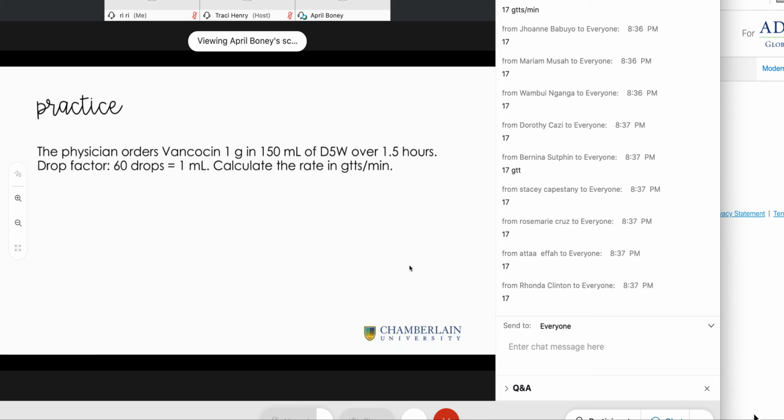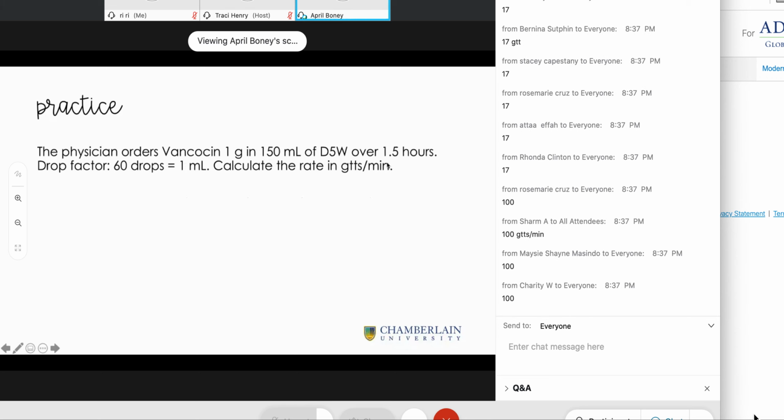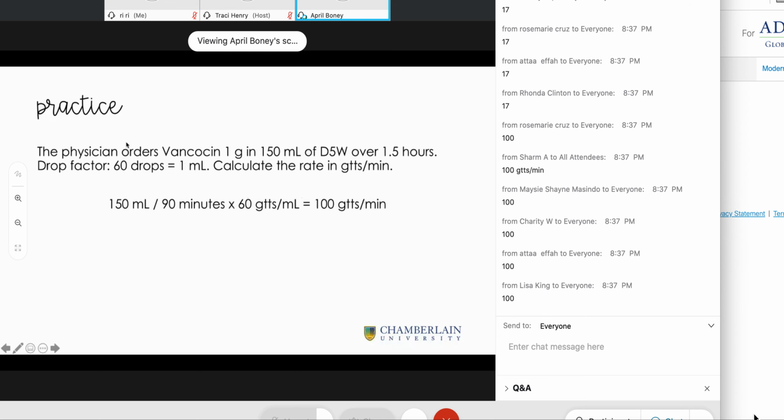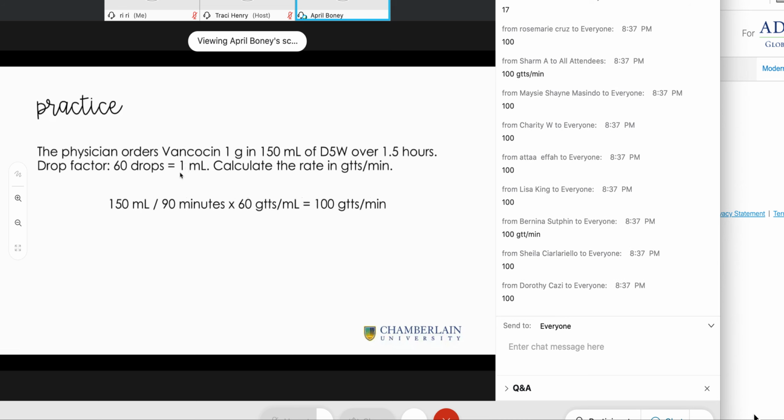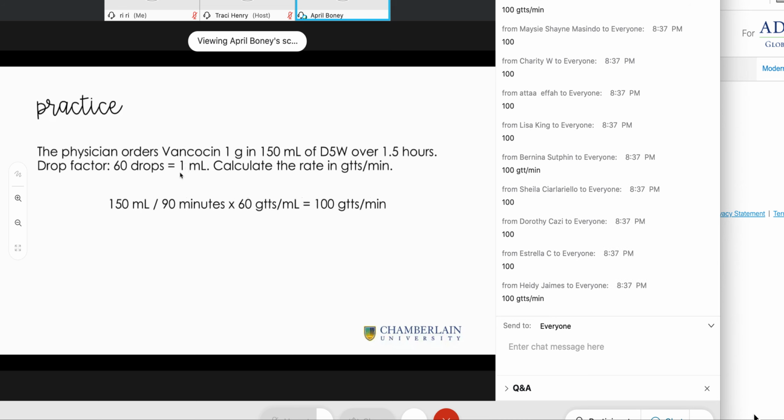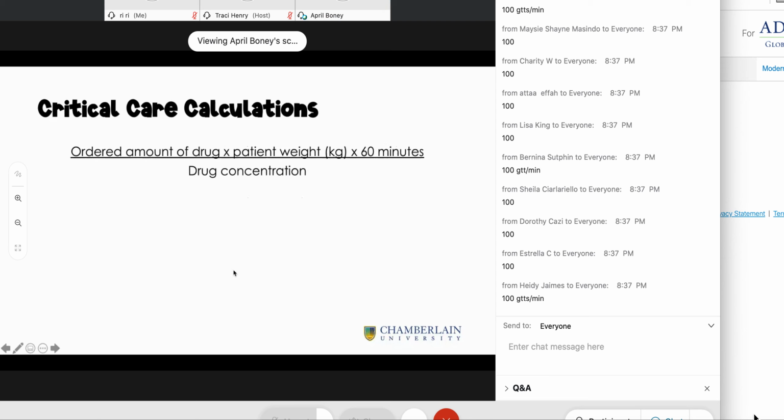So here we go. We have a total volume divided by time in minutes times a drop factor. Total volume is 150. Time is 1.5 hours. Can't work with hours. 1.5 hours is 90 minutes. 150 divided by 90 minutes times 60, which is our drop factor, 100 drops per minute. Okay, any questions up until this point?